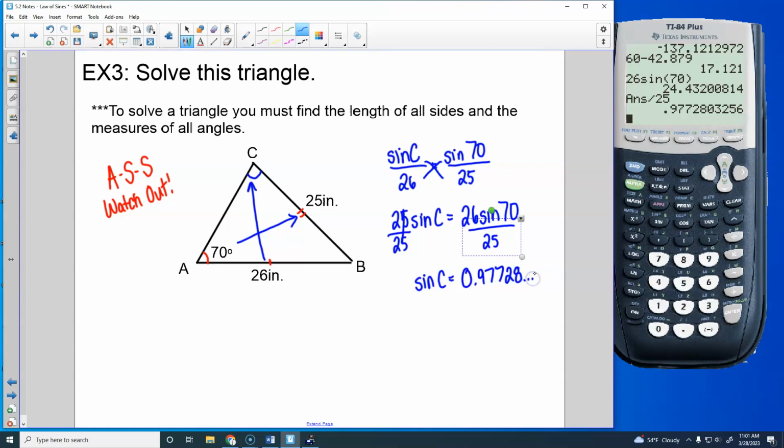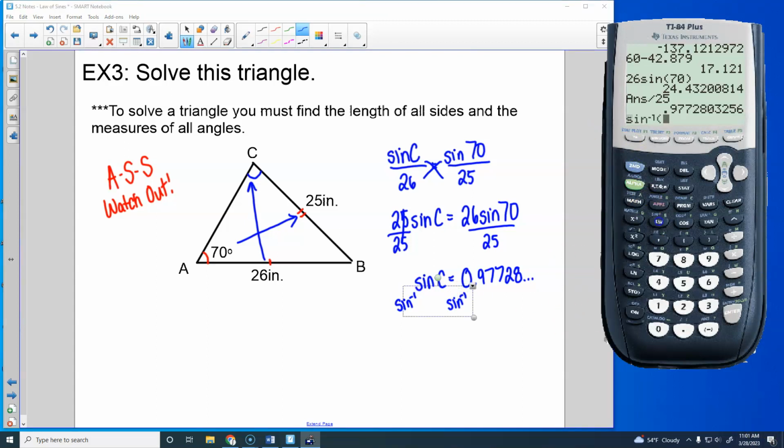Keep that number in your calculator. And then remind me again, how do I get rid of sine? Inverse. All right, so inverse sine of that answer is going to give us 77.763.